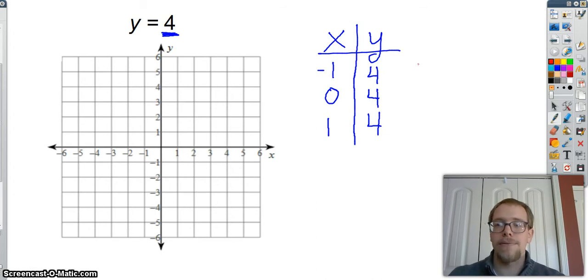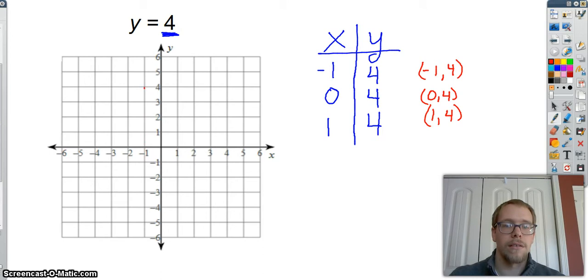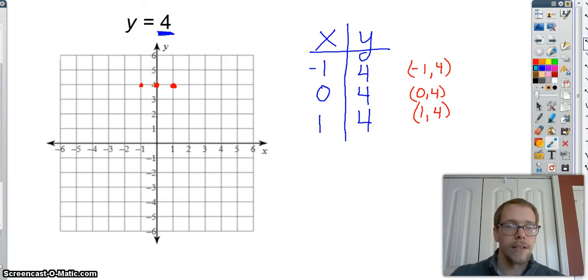So let me go over and graph these points. Remember, these are ordered pairs. So I have -1, 4, 0, 4, and 1, 4. Go ahead and plot these. -1, 4, 0, 4, and 1, 4. And what do you notice? Hopefully you notice this is forming a horizontal line. This is the horizontal line y equals 4.